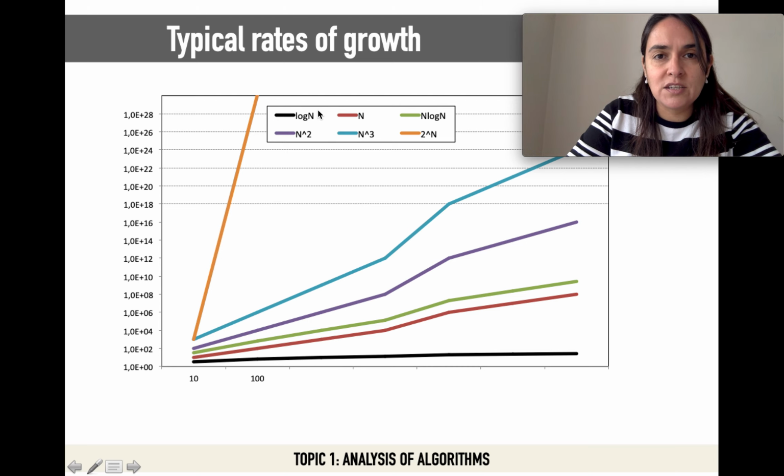The takeaway message here is: when you analyze algorithms, do not care about constants, do not care about lower order terms, because when we are comparing algorithms, what we really care about is the rate of growth.